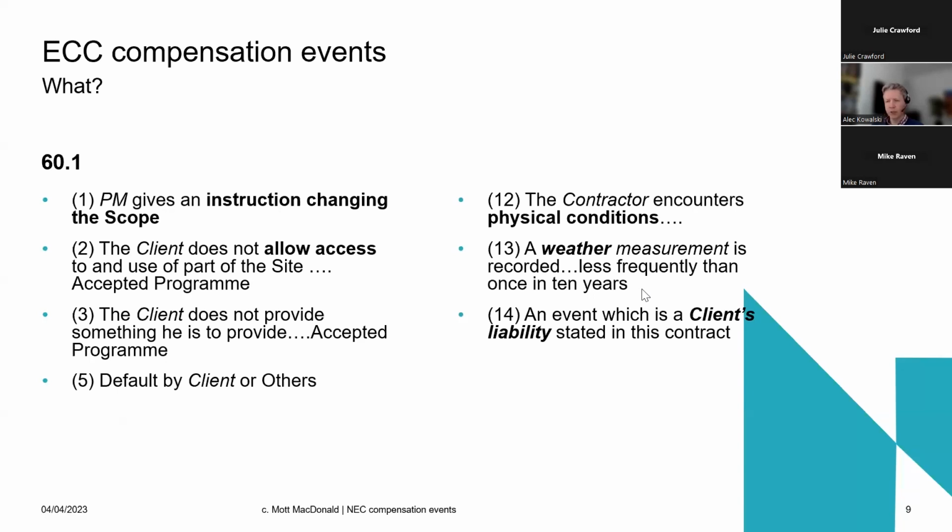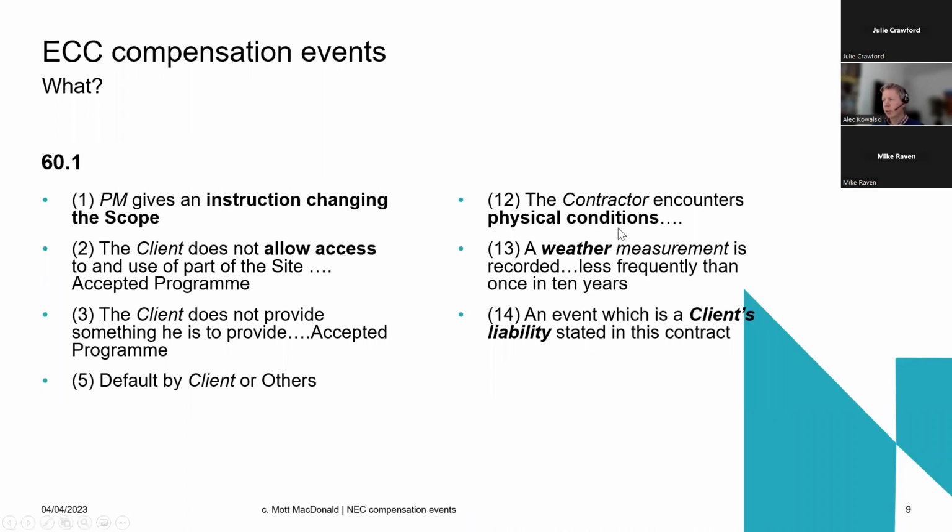So once that weather data has been exceeded, this weather is unseasonably bad, then it flips and it goes into client's risk. The physical conditions one is a bit more subjective because this talks about something that had such a small chance of occurring, it would have been unreasonable for the contractor to have allowed for it at the time of coming into contract.